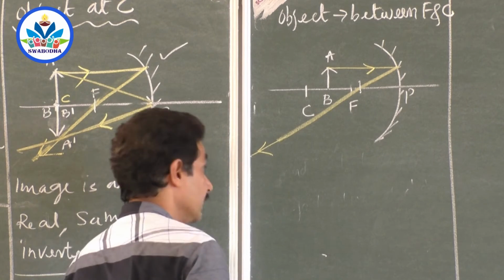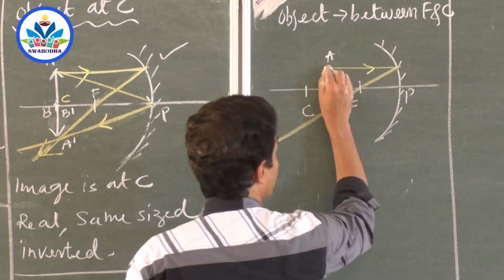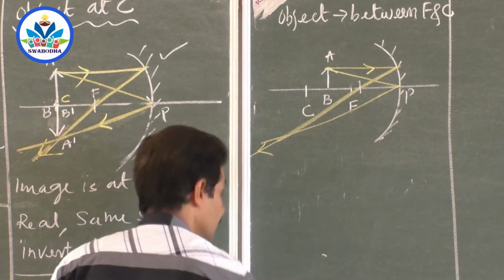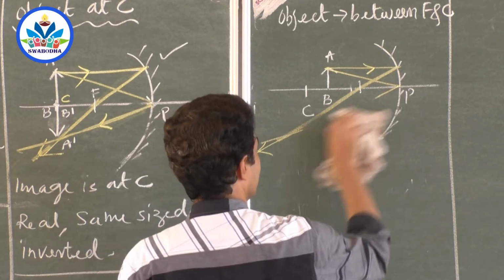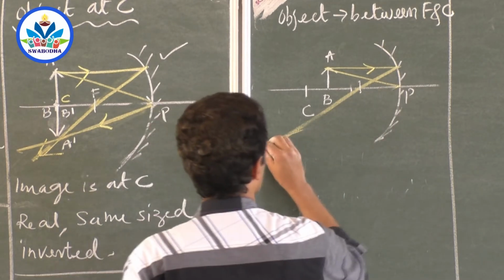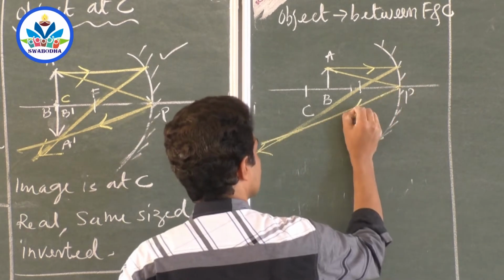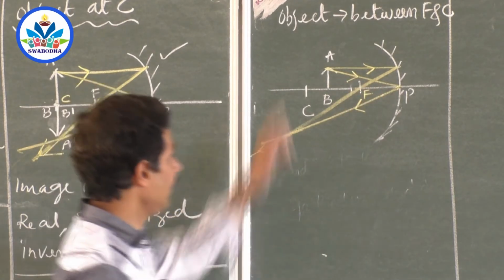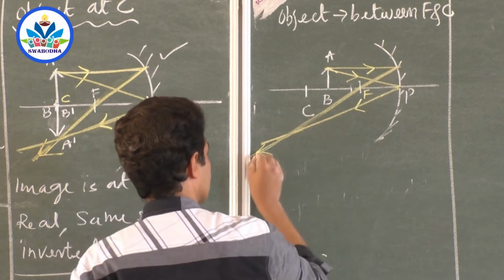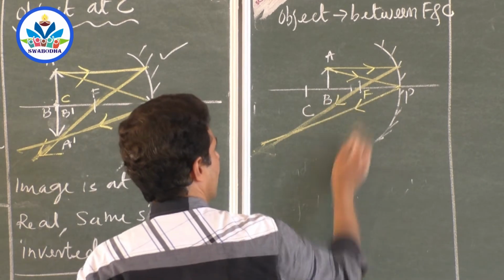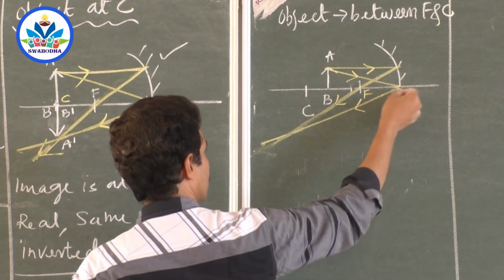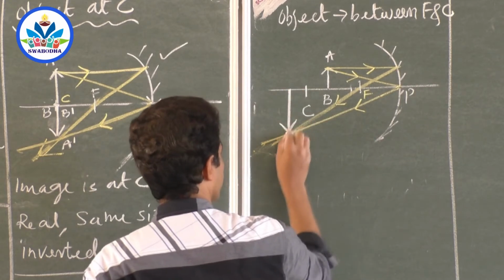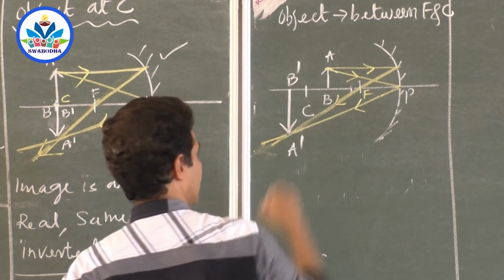Consider one more ray of light. A ray of light incident to the pole at some angle of incidence. After reflection, it moves like this. Oh, this is not a straight line. It should be a ray of light. Okay, so it moves straight like this. This is the focus and the reflected ray. So arrow marks: incident ray, after reflection, coming like this. And another incident ray to the pole, after reflection, coming like this. So where is the image now? Image is formed here. This is B dash, this is A dash.